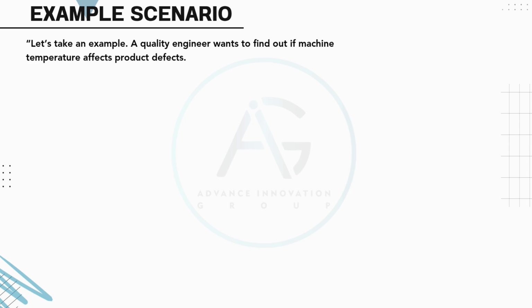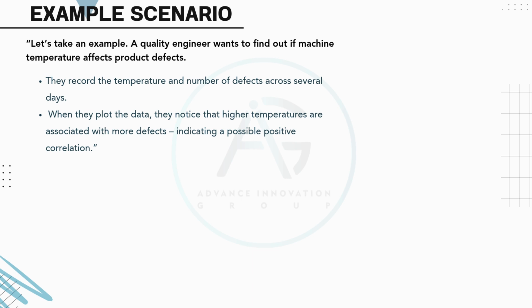A quality engineer wants to find out if machine temperature affects product defects. They record the temperature and number of defects across several days. When they plot the data, they notice that higher temperatures are associated with more defects, indicating a possible positive correlation.